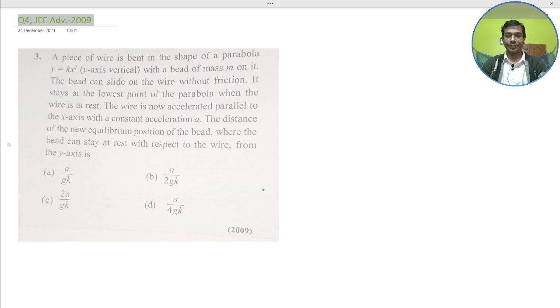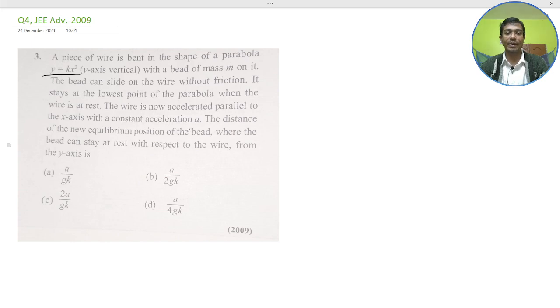29. JEE Advanced type questions, so be careful with reading and the mathematics. A piece of wire is bent in the shape of the parabola y equal to k x square with a bead of mass m on it. The bead can slide on the wire without friction. It stays at the lowest point of the parabola when the wire is at rest. The wire is now accelerated parallel to the x-axis with a constant acceleration a.